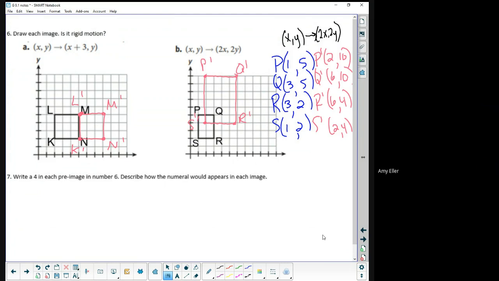Is this rigid motion? No. Right, not rigid motion. Just a heads up for next week. This one here, part A, is called a translation. Let's add that word, translation. It just means to slide, left, right, up, down.